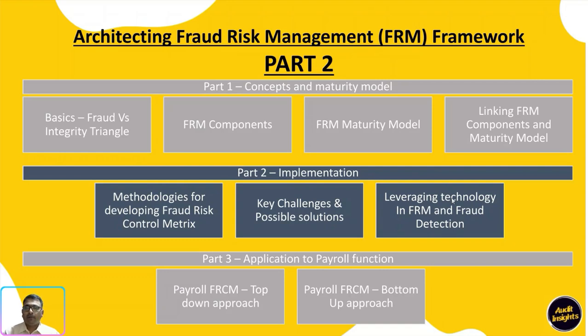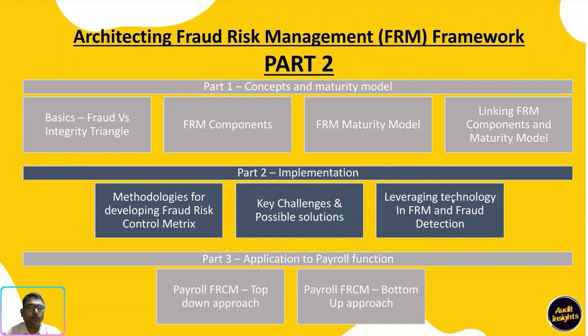Hi, we are looking at architecting a fraud risk management framework in an organization. In part 1, we saw some of the concepts of FRM, the fraud risk management, what a fraud triangle and an integrity triangle are, and we saw some of the components of FRM. We also saw the maturity model and how the components link to it, and how to evaluate an organization's maturity with respect to the components. A link to part 1 of the video will be available in this video's description.